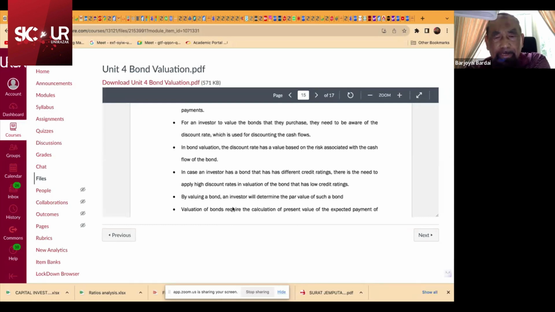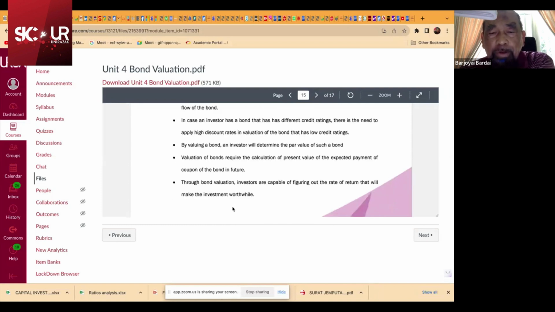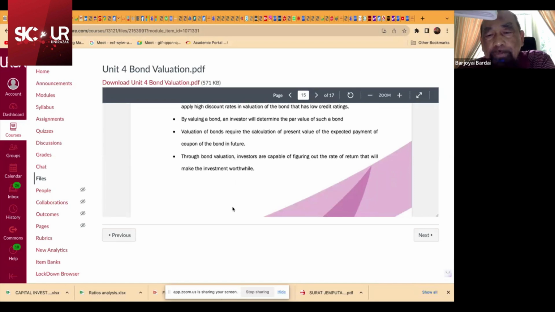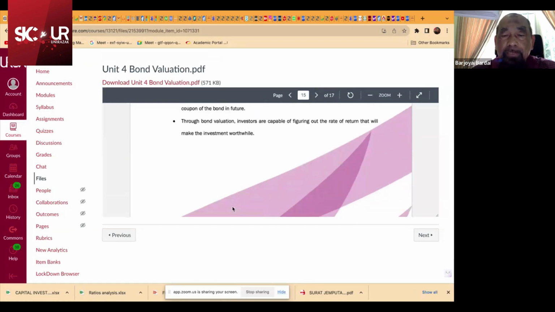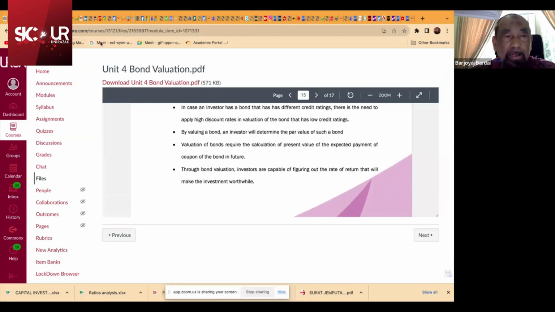By valuing a bond, an investor will determine the par value of such a bond, and the value of the bond will require calculation of the present value of the expected coupon payments of the bond in future. So through bond valuation, investors are capable of figuring out the rate of return that they will make on the investment, and determine whether it is worthwhile or not. Right.